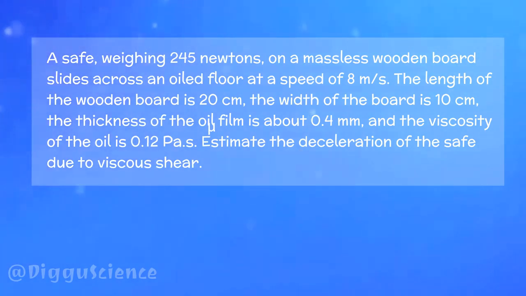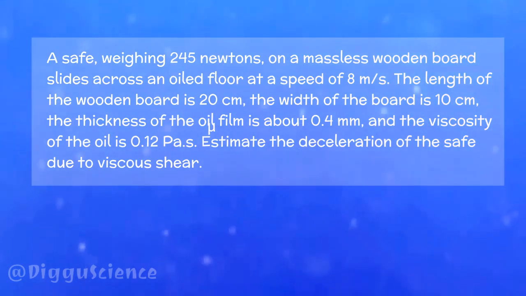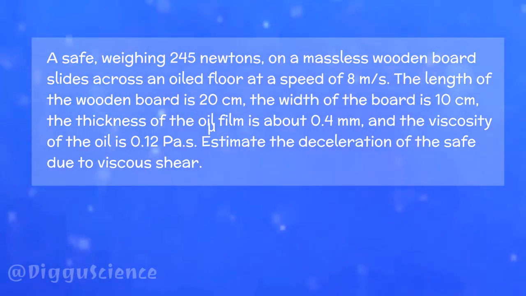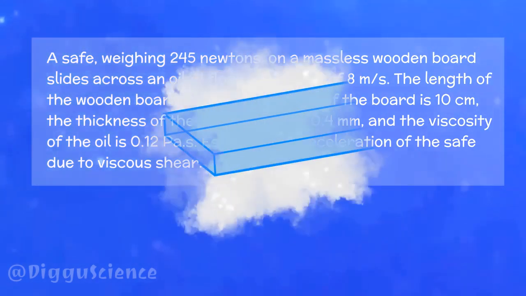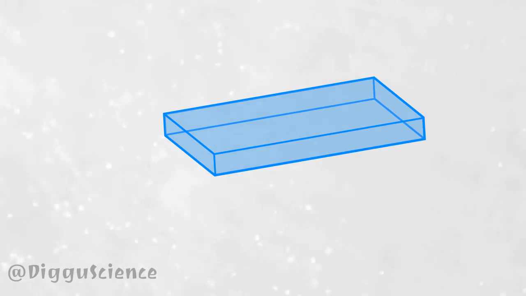To understand the concept of viscosity, we will practice through the following problem. A safe on a wooden board slides on an oiled floor. We are asked to calculate how much the safe's movement slows down. This problem is quite simple, and all the data is available on the problem sheet. We only need to guess the formula that we have known before. Maybe you forgot. Let's review the formula for viscosity.